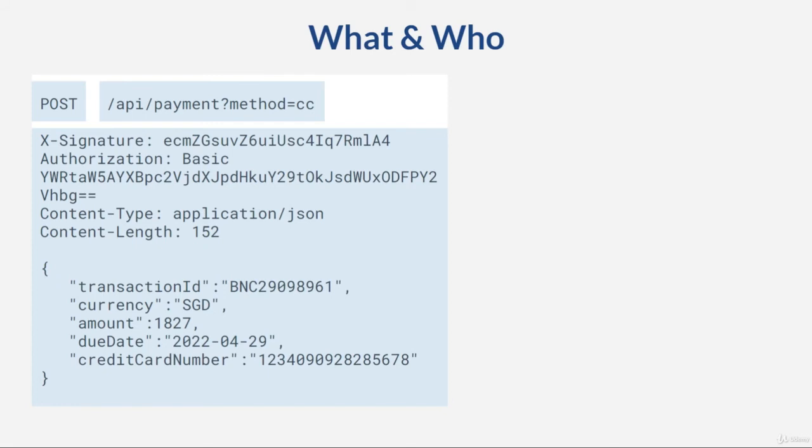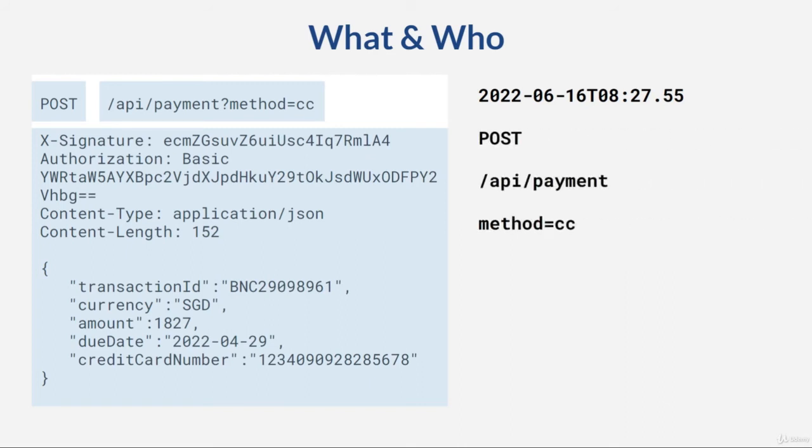API access time, up to the second or more precise. The method, the URI path, optionally with the query string, and who accessed this, which can be retrieved from the authorization header. Just be careful with this. In this sample, we use basic authentication, which means it contains the plain username and password from all users, including legitimate users. We should only log the username but not the password.